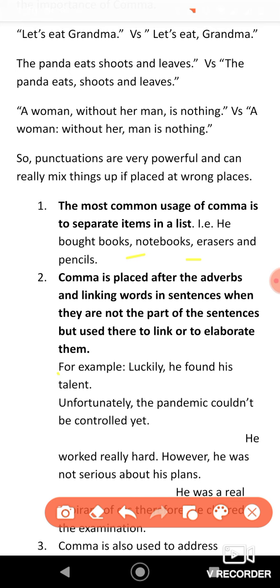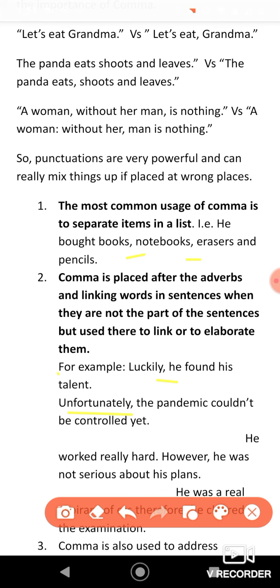For example, luckily he found his talent. Now luckily is not part of this sentence, it's there as an adverb. He found his talent is the sentence, but luckily is a separate part. It's not the integral part of the sentence. So to separate those words which are not part of the sentence, a comma is used. Luckily, after luckily, a comma is placed here.